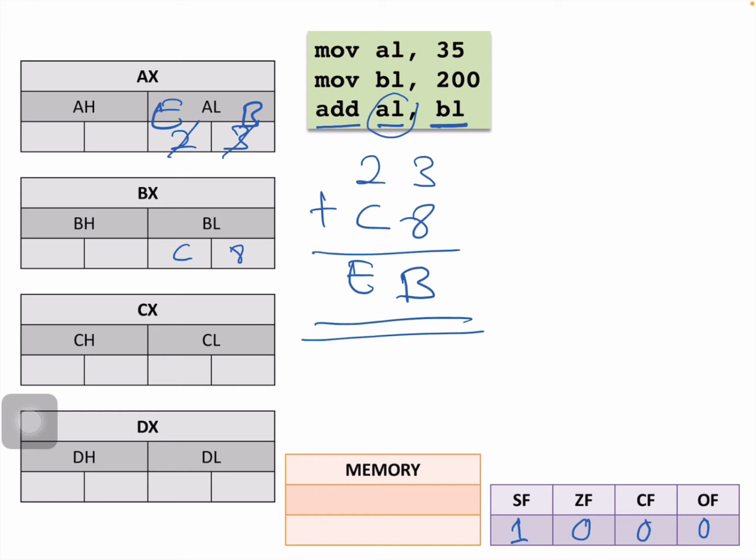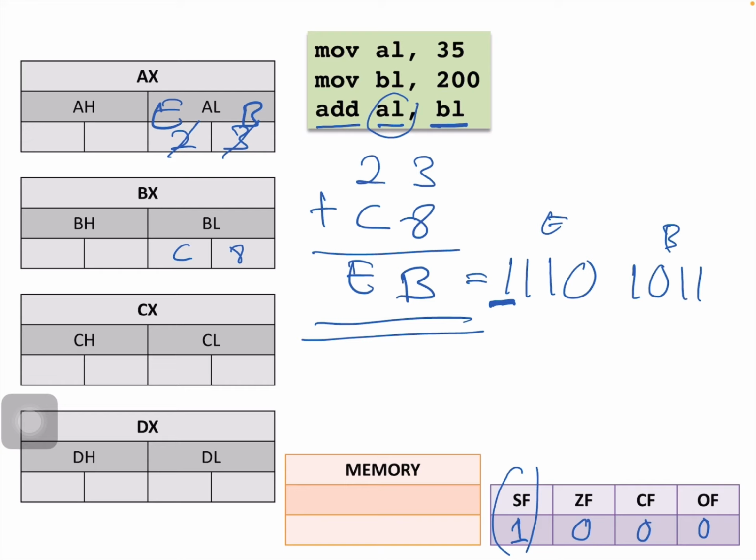Okay, so the binary version of EB is equal to 1110 1011. This is E and this is B. Why is the sign flag equal to 1? Because the leftmost bit of the result is 1. So whenever the leftmost bit of the result is 1, the sign flag will be equal to 1.